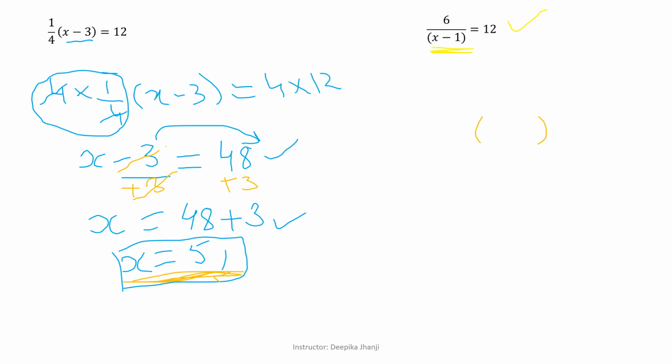This whole expression is being divided here, so we'll do the opposite process. We'll multiply by the same expression. So x minus 1 times 6 upon x minus 1 equals 12 times x minus 1, because this x minus 1 is being multiplied on both sides, right? This x minus 1 cancels with this expression and we are left with 6 on the left hand side and on the right hand side, when we open the bracket, 12 times x and 12 times 1.